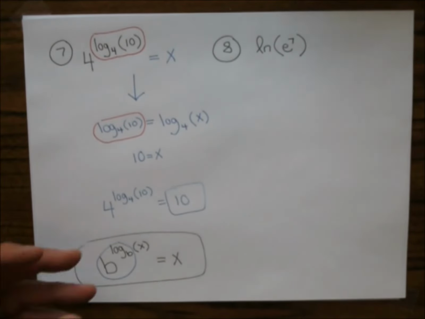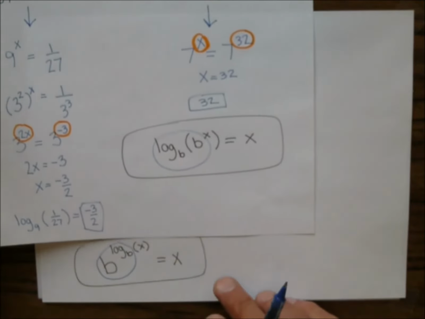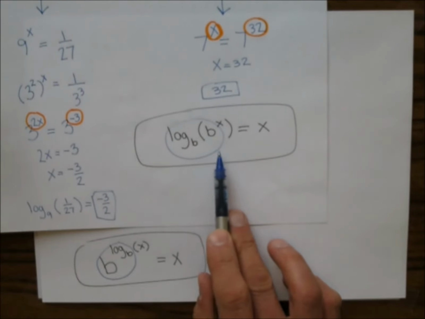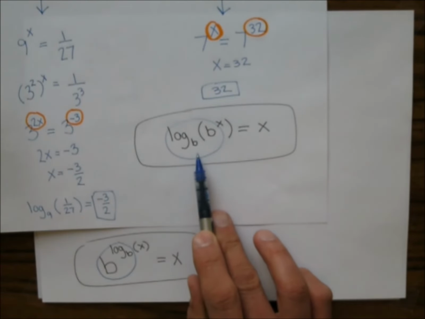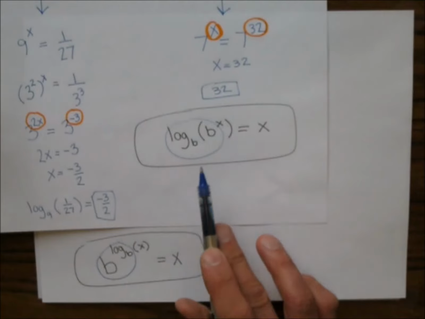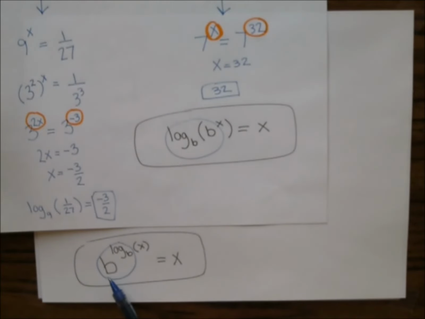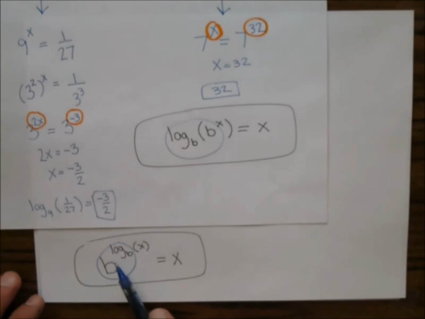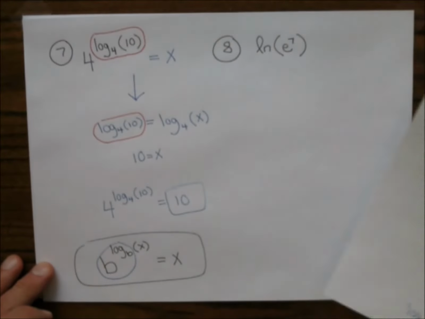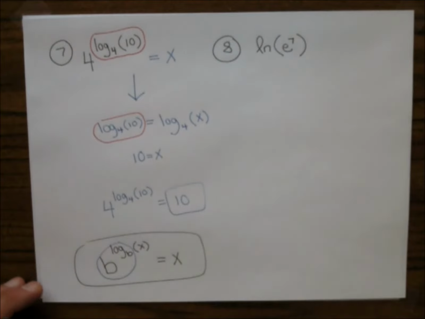Let's put them side by side. There's the first popping property, where you have log base b of b to the x, and then this is the second one where you have b raised to log base b. Okay, those properties will be good to memorize. Let's go ahead and do the next problem.